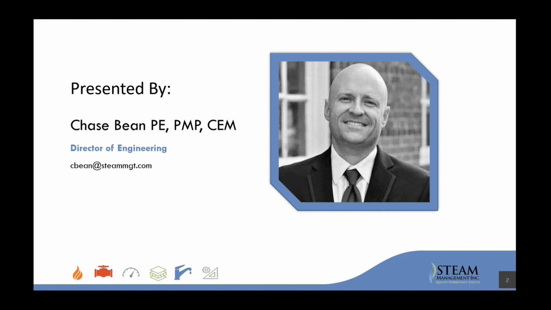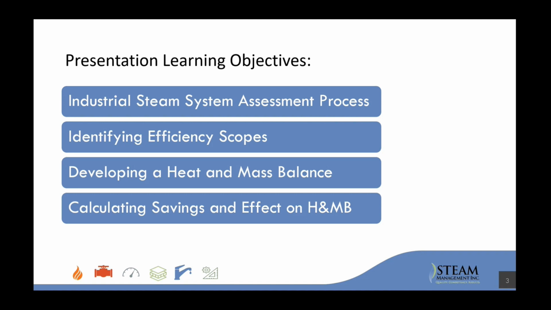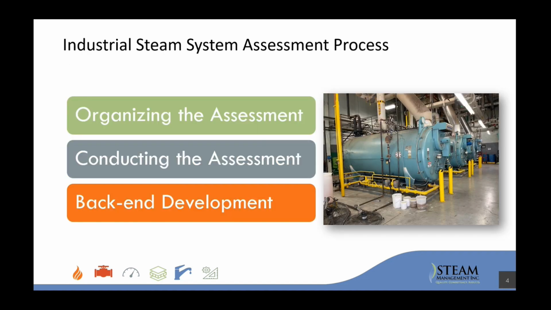So the presentation learning topics today. We're going to go over the industrial steam system assessment process, go over the common opportunities or efficiency scopes that we see, and then we'll talk about developing a heat and mass balance. I'll go through an example where I do a simple one, and we'll go through that.